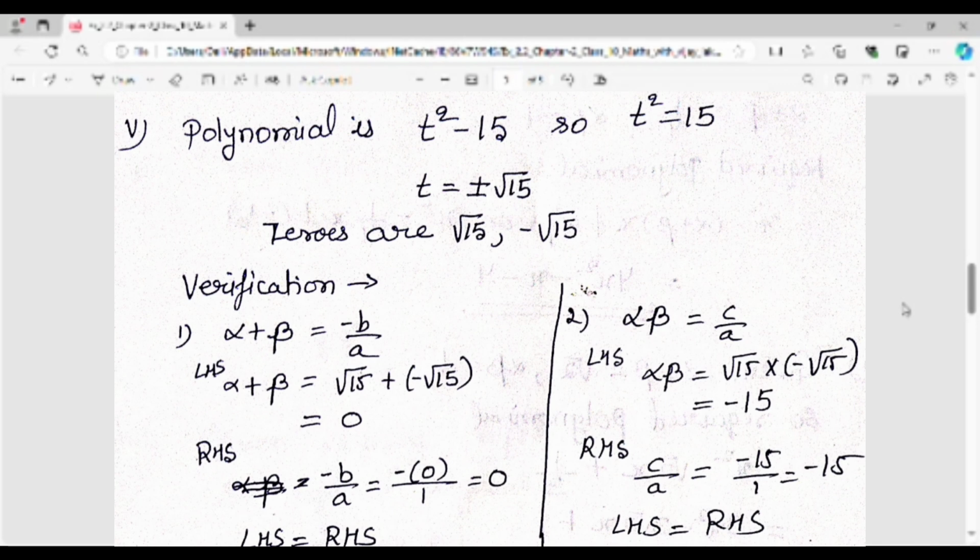For the verification, first part alpha plus beta is equal to minus b upon a. Alpha plus beta would be root 15 plus minus root 15 is equal to 0. RHS minus b upon a, 0 upon 1 is 0. LHS is equal to RHS. For the second part, alpha into beta is C upon A. LHS alpha into beta is minus 15 and RHS C upon A is minus 15 upon 1 equal minus 15. So LHS is equal to RHS.